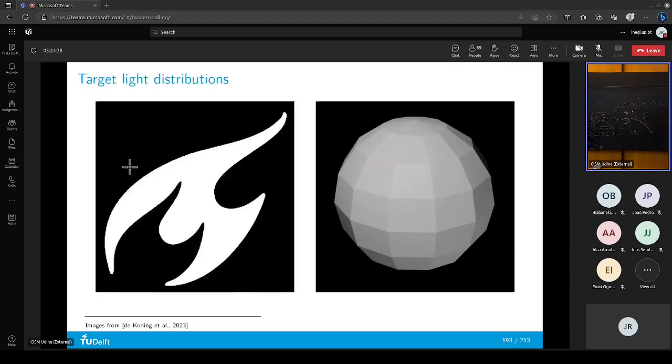And these are the two target light intensity patterns. The right one is a faceted ball, the left one the logo of TU Delft, so the flame. It was a master project, so we had to do something iconic, sorry.